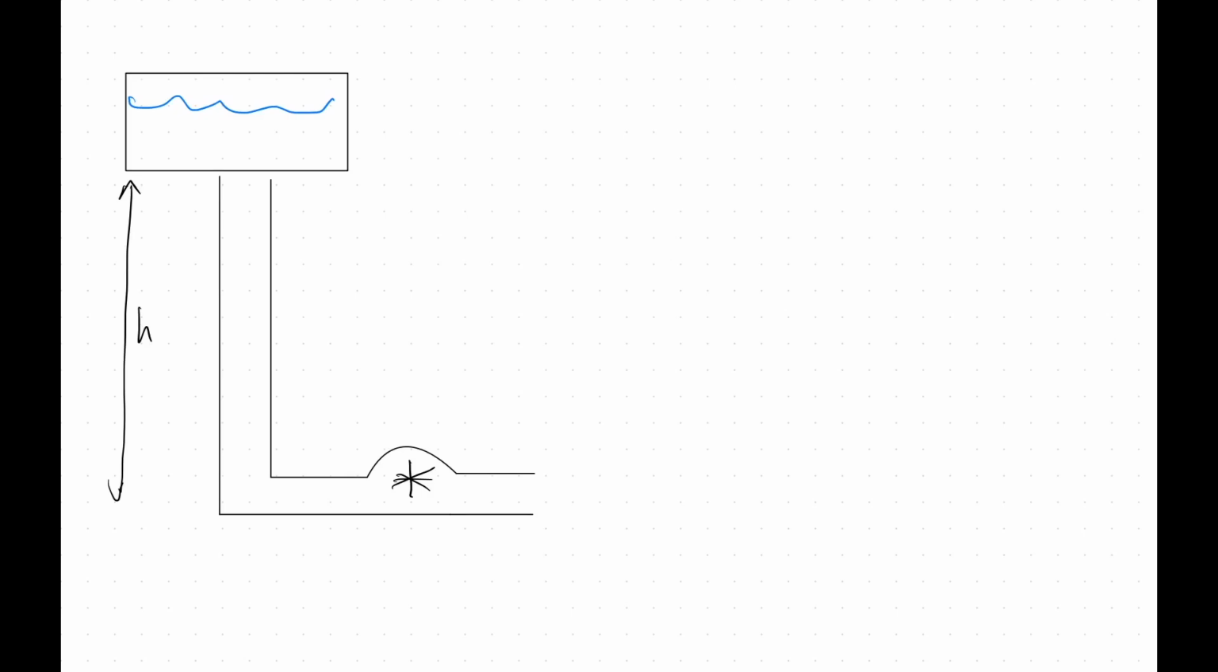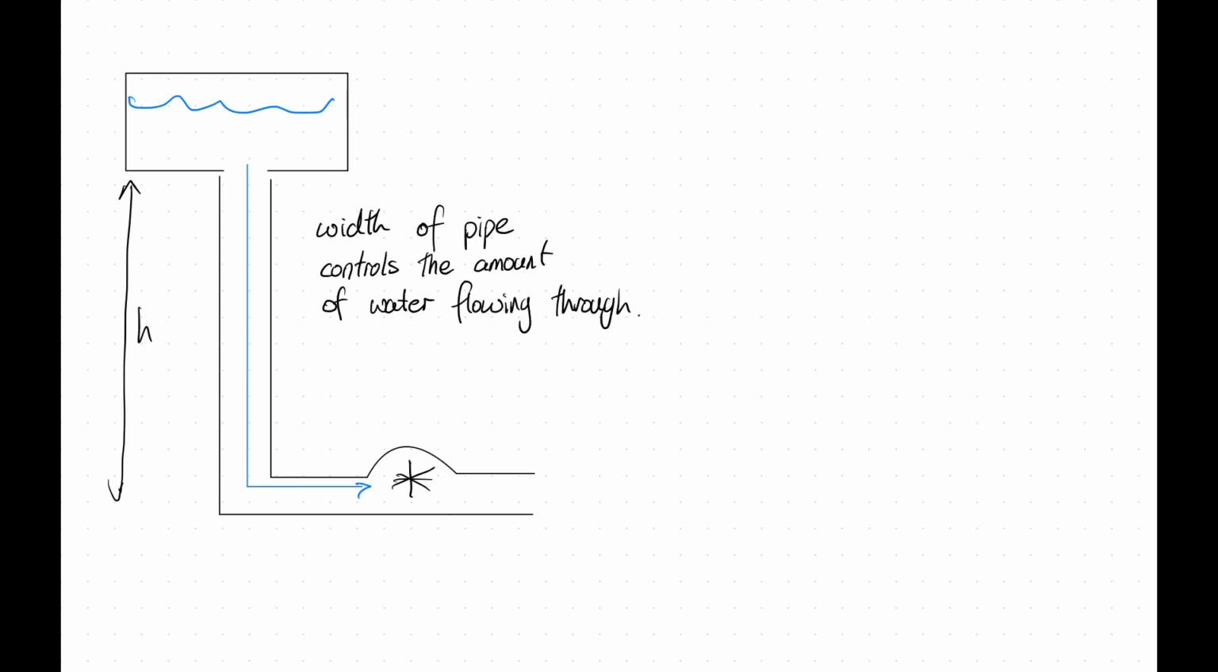What would happen once I make a hole in my tank? Right about here. What's going to happen now? It's going to flow through my pipe, down through there and across before coming in contact with my little spinny wheel. If I decrease the width of the pipe, what would happen to the amount of water able to go through? So the width of the pipe is going to control the amount of the water flowing through the pipe.